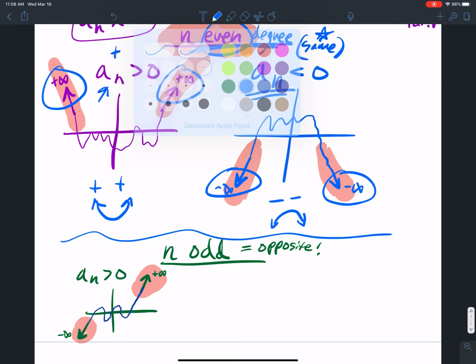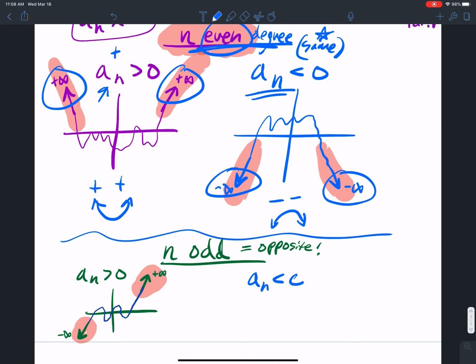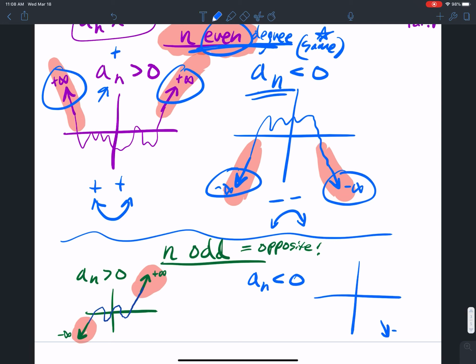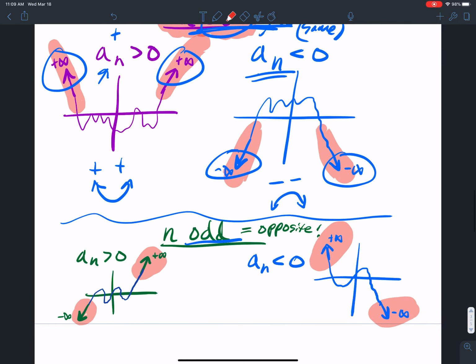However, if a_n is negative, then the right-hand behavior is going to negative infinity. And since it's opposite, the left-hand behavior has to go up to positive infinity. And like I said, it's anybody's guess as to how it behaves in between. Okay? So that kind of summarizes your end behavior for you. All right? So it's a summarization of end behavior.